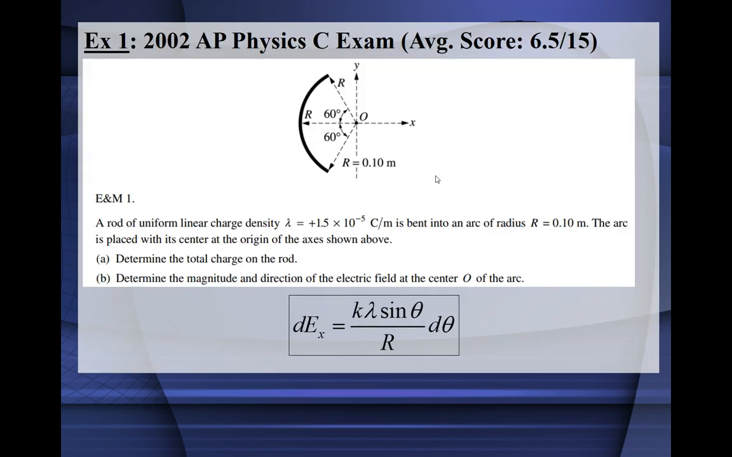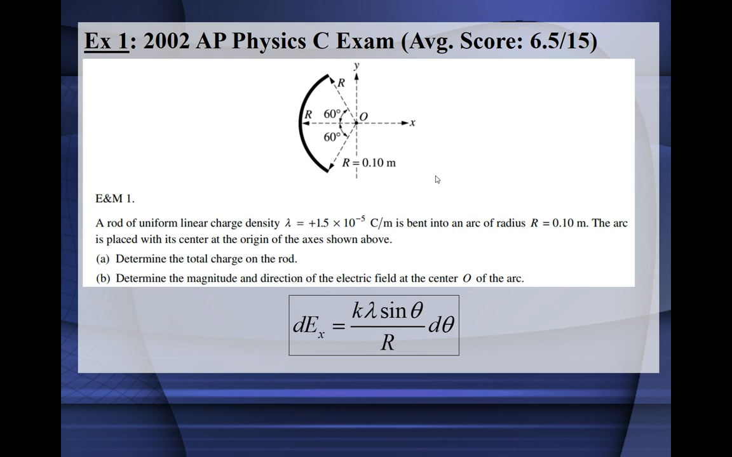Okay, so going back here, this again was an old AP question, a part of it anyways. It gives us some numbers. We have a rod of uniform linear charge density, lambda, which is positive, 1.5 times 10 to the negative 5 coulombs per meter. It's bent into an arc that has a radius of capital R, 0.10 meters. And again, the arc is placed so it centers at the origin. We want to figure out two things. I want the total charge of the rod, and I also want to figure out the magnitude and direction of the electric field at the center.